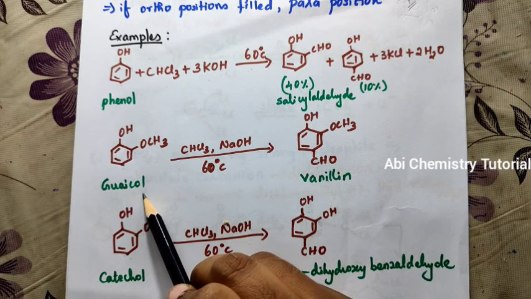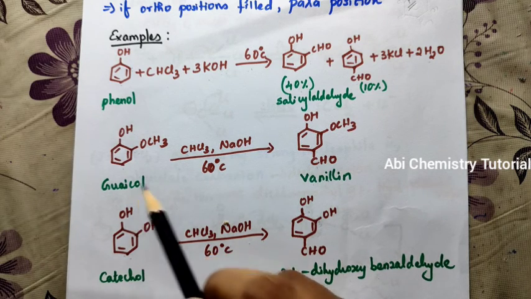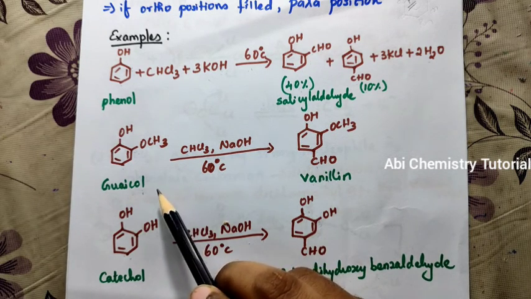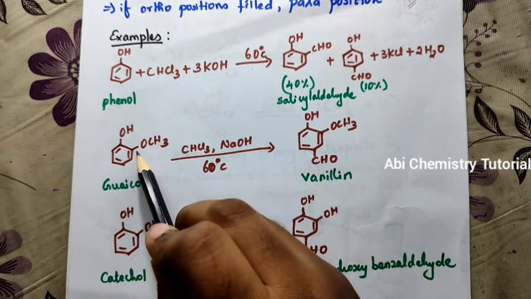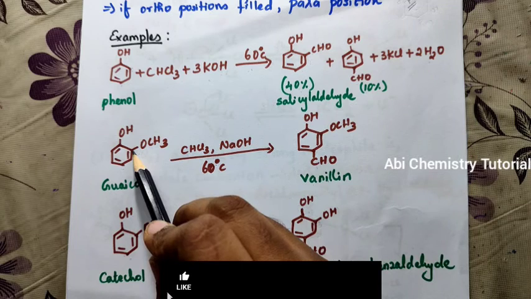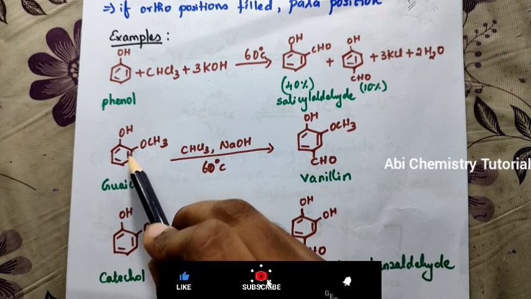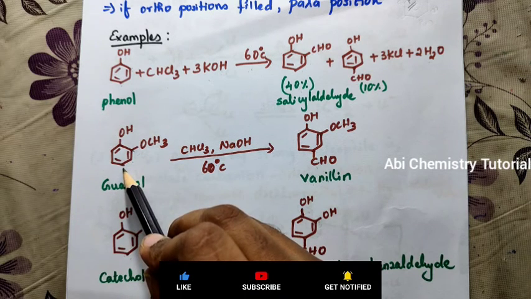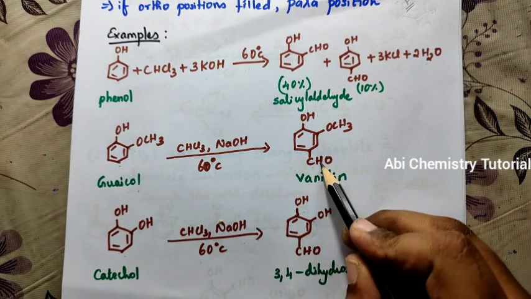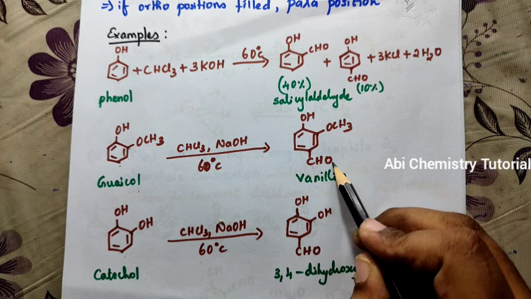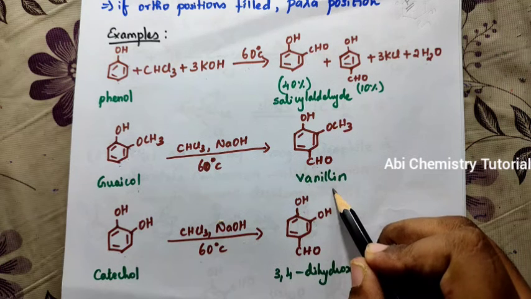But if you see in this case, this is guaiacol. If we subject this compound to the Reimer Tiemann reaction, the incoming group cannot attack the ortho position since it is already occupied. So this is the meta and this is the para position. So the incoming group attacks the para position. So CHO is present at the para position and this compound is vanillin.